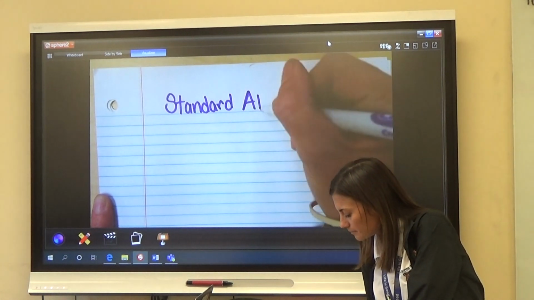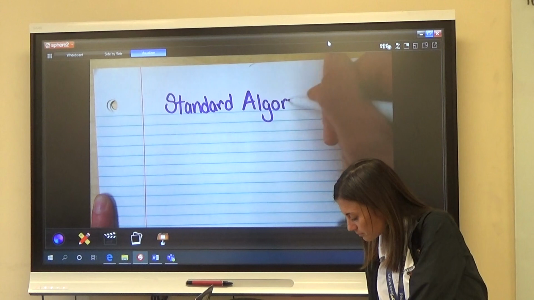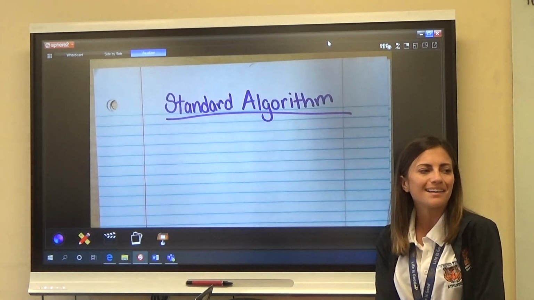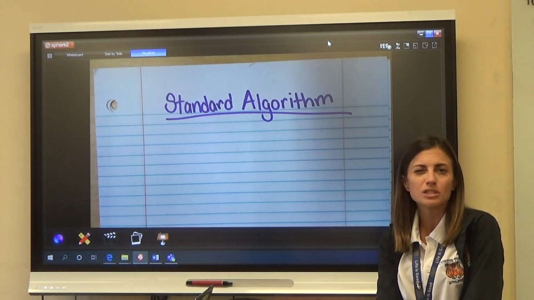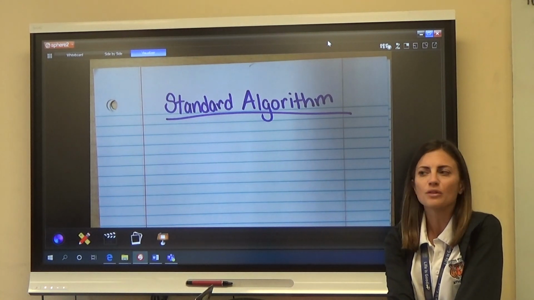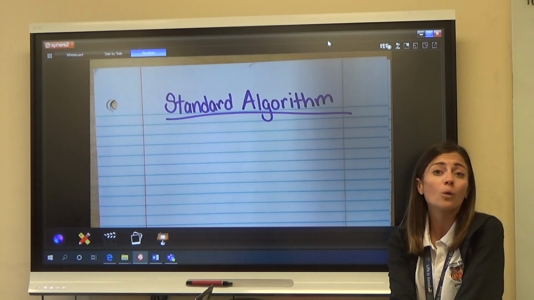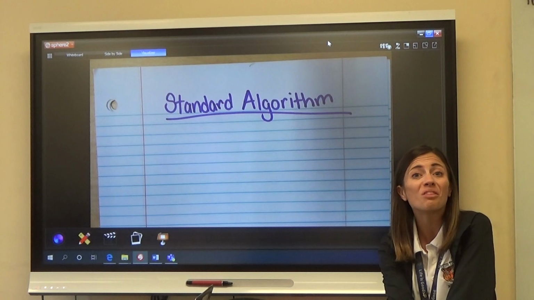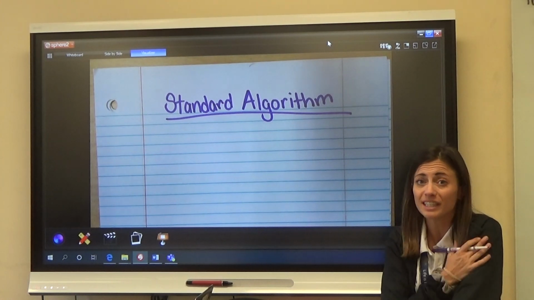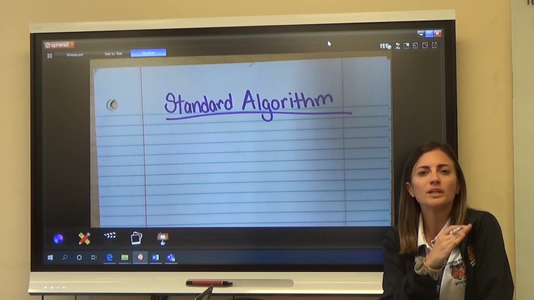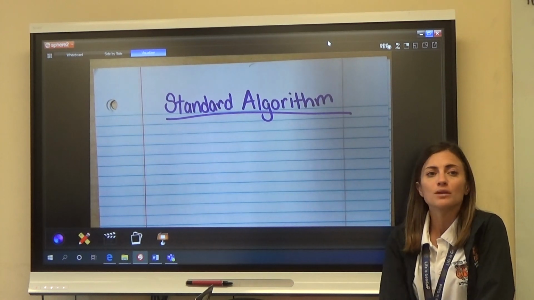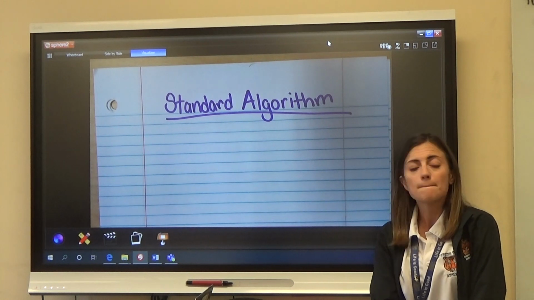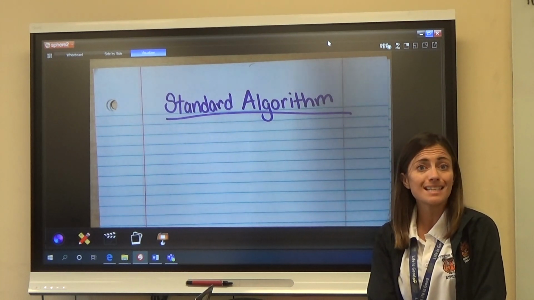Now, algorithm, that's a weird, big word. I get it. We might not have ever seen this word before, and that's okay. But the word algorithm is just another word for process. So this is going to be your standard, old school way of doing multiplication. If you talk to your parents at home, this is most likely how they learned multiplication. It's certainly how I learned it. So this is what we call standard. Now, standard is going to be similar to when we multiply 2 digits by 1 digit, but now we're going to be stepping it up.